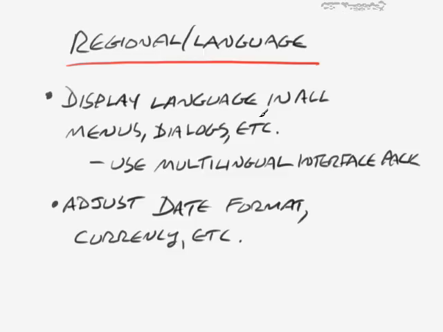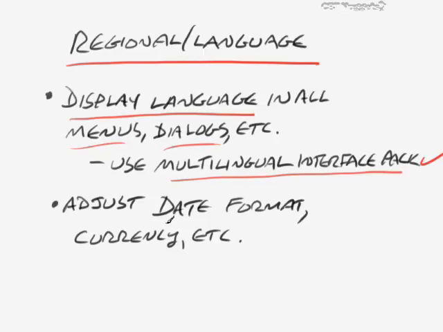What this can do is give you a different language that appears in the interface. Now, if you want to display some other language besides English in all the menus and dialogues, etc., then you may need to get the multilingual interface pack. You can get that from Microsoft for a number of different languages, most of which I've never even heard of, quite honestly. Some of them seem to be kind of obscure. You also have the ability to change the date format, currency, things of this nature.